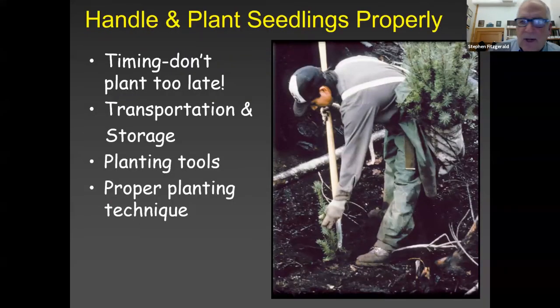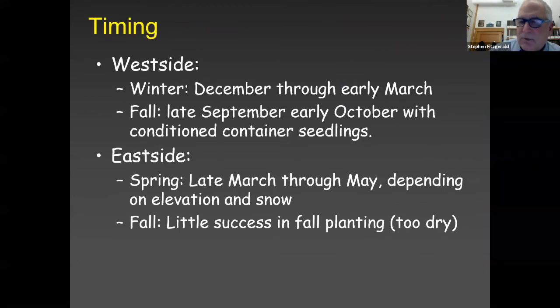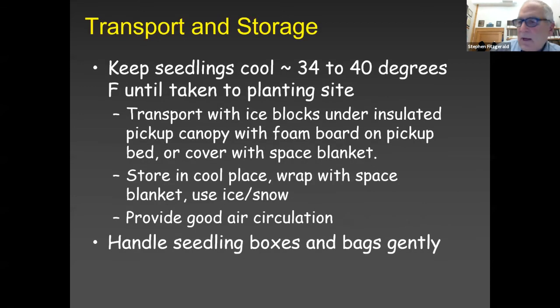So I'm probably running out of time, but timing: we usually plant on the west side either in the fall, or in more cases in the winter. So December, January, February, maybe even March. On the east side, it's usually spring, late March through May, depending on elevation and snow.